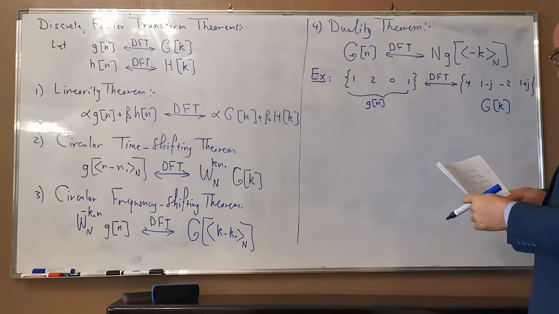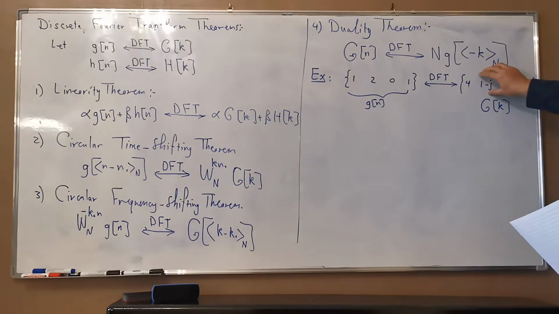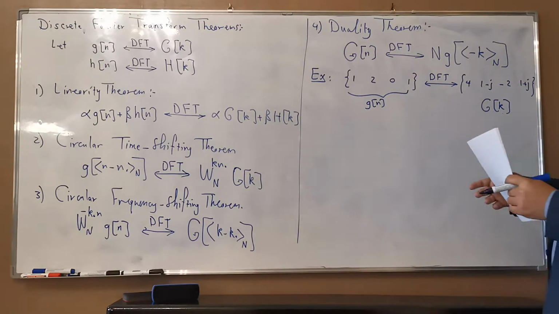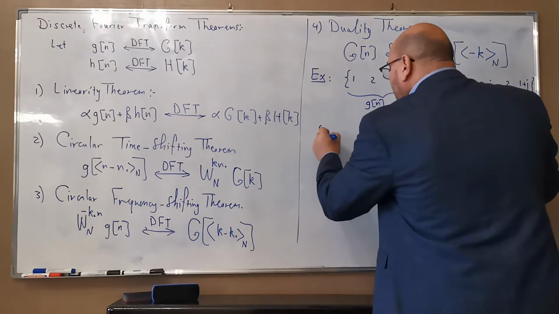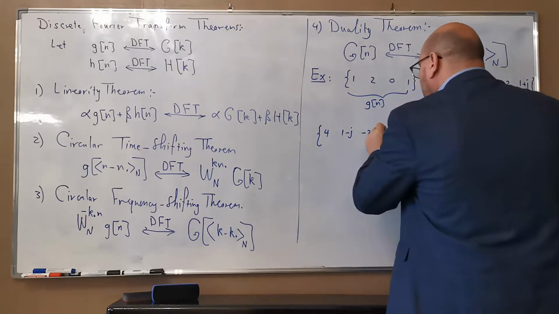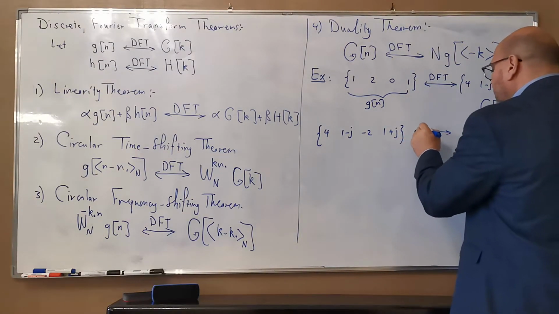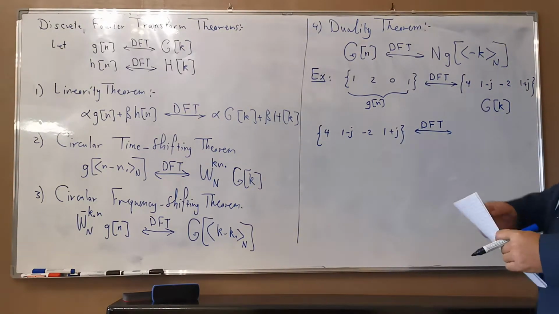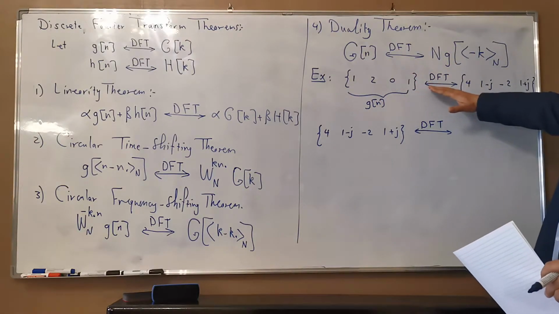Okay? Now, what the duality theorem said, if you take this one here, the G of K, and you assume it as if it is a time domain sequence: 4, 1 minus J, minus 2, 1 plus J. And I need to find its DFT. See? So this was a previous example. I put it here just to demonstrate the idea.